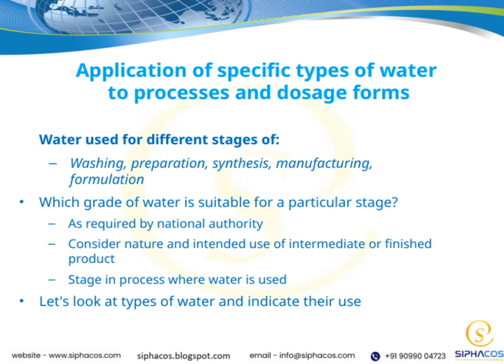For example, water used during the synthesis process might need to be of a different purity level than water used for cleaning equipment or preparing final formulations. It's also important to pay attention to the specific stage in the process where water is used because the purity requirements can vary significantly. So in this slide, we're going to look at the different types of water and clearly indicate their appropriate applications. This understanding helps ensure product quality, safety, and compliance with regulations.